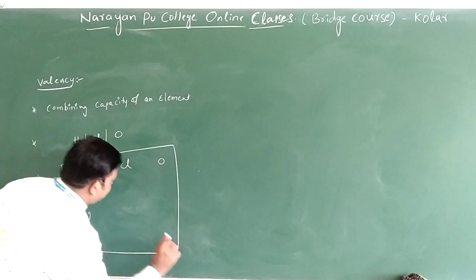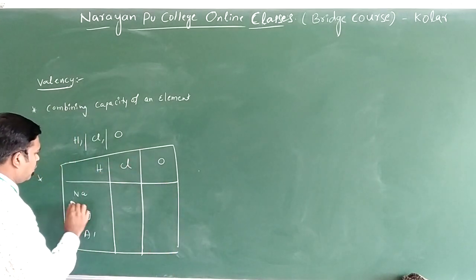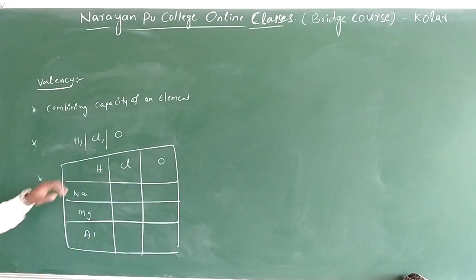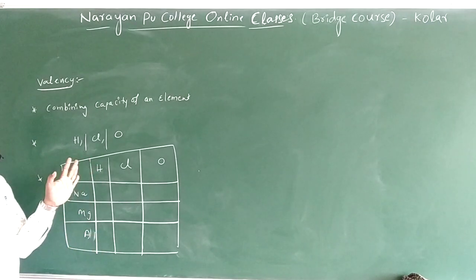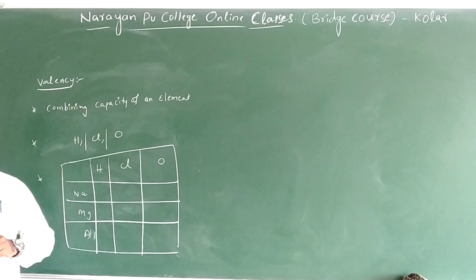We can write it by combination with all these elements. Clear? Hydrogen is there. What is the definition I told? The number of hydrogens or number of chlorines or double the number of oxygen atoms only.